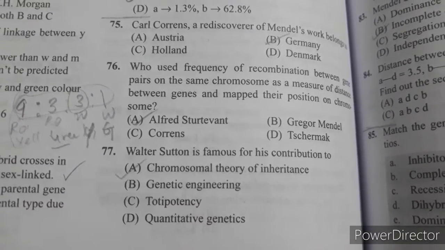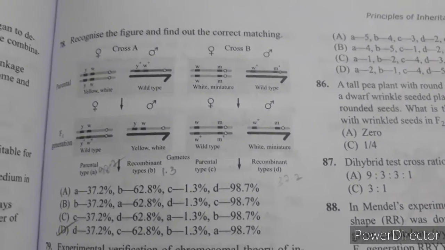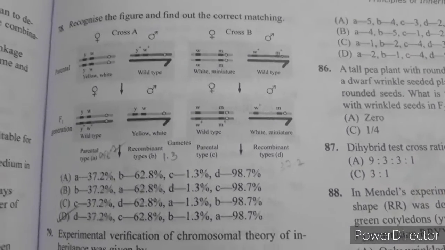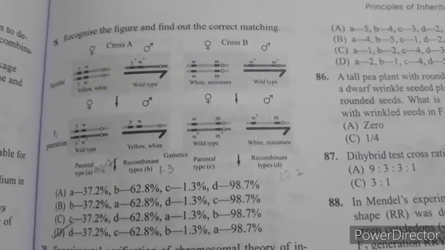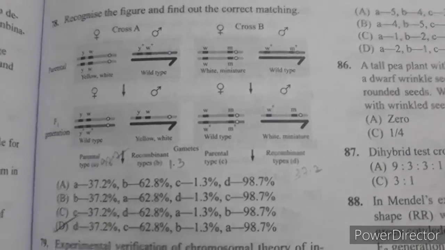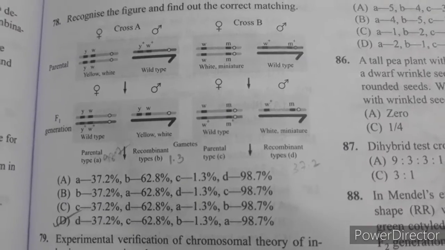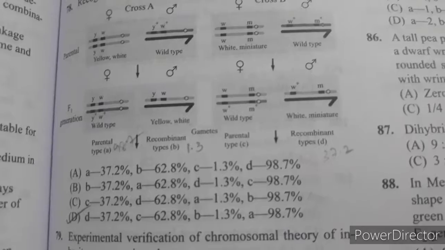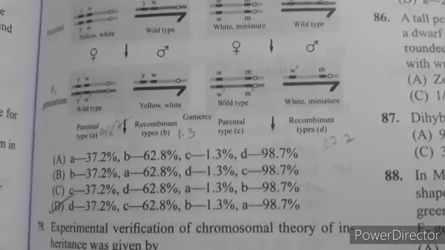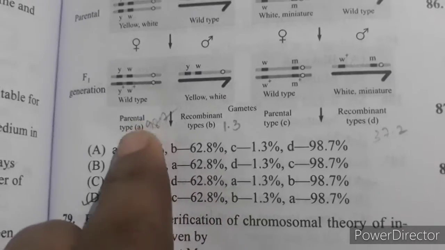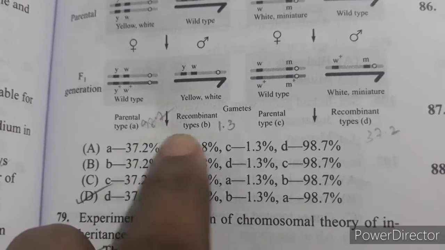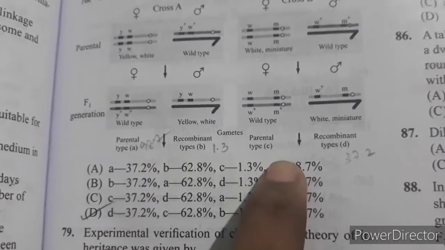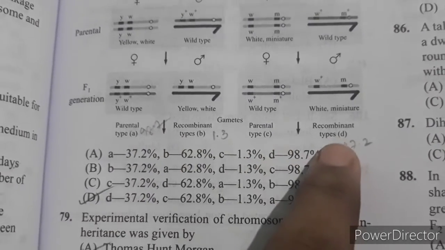So next one. A very familiar diagram. It is a part taken from the textbook. Recognize the figure and find out the correct matching. Okay, so you have to find the parental type and recombinant type here. Hope the picture is clear to you. So here they have given parental type A, recombinant type B, parental type C, recombinant type D.